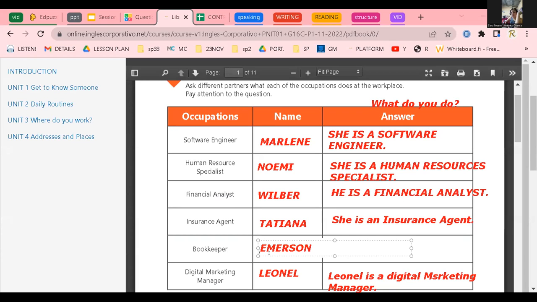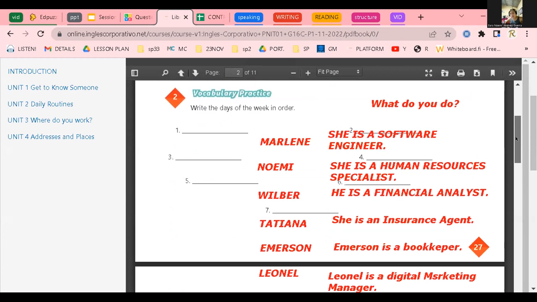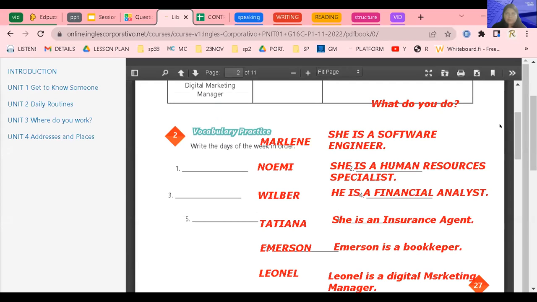What do you do, Emerson? Emerson is a bookkeeper. Contable, right? So this is just an example of how you can fill that information. Solamente un ejemplo cómo lo pueden rellenar. May I continue? Yes. Are you taking some pictures? Yes. Ya me está muriendo el teléfono. Okay, so now we continue with this one.